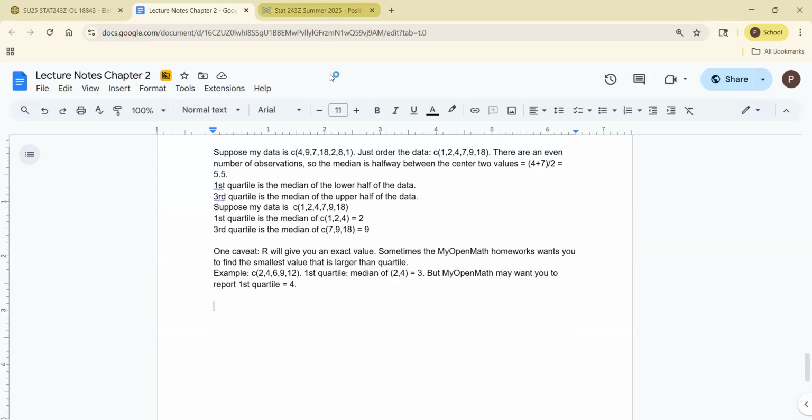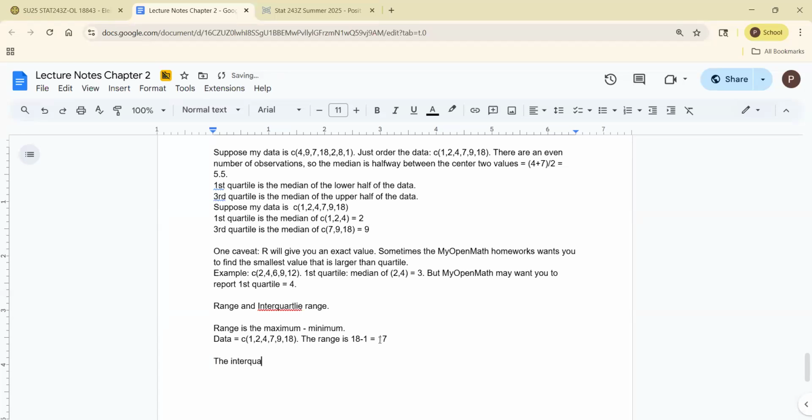Now I'm going to talk about some information that comes from this 5-number summary, which is the range and the interquartile range. So the range is just the maximum minus the minimum value. So let's take that data, 1, 2, 4, 7, 9, 18. The range is 18 minus 1, which is 17. It shows you how spread out your data is.